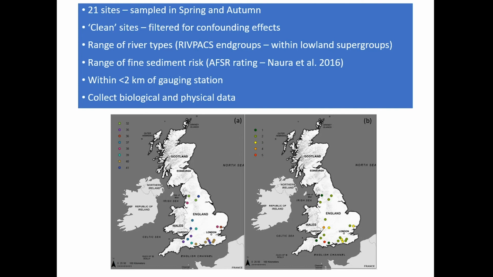So these maps show each of my sampling locations. On the left, they're colour-coded by RivPACS N group, and on the right, they're colour-coded by the risk ratings. So this goes from green, which is 1, which is low risk, all the way to red, which is high risk.